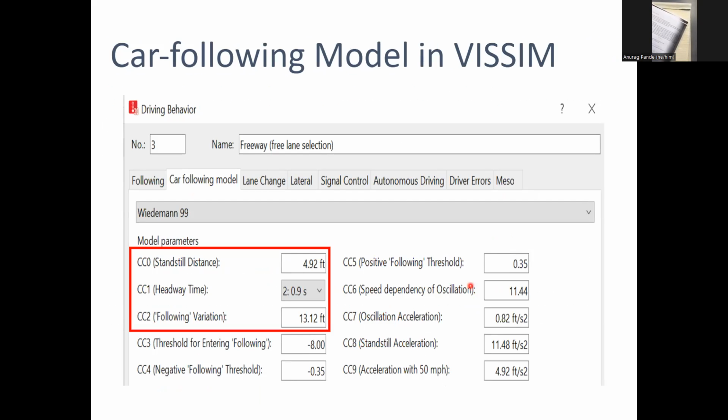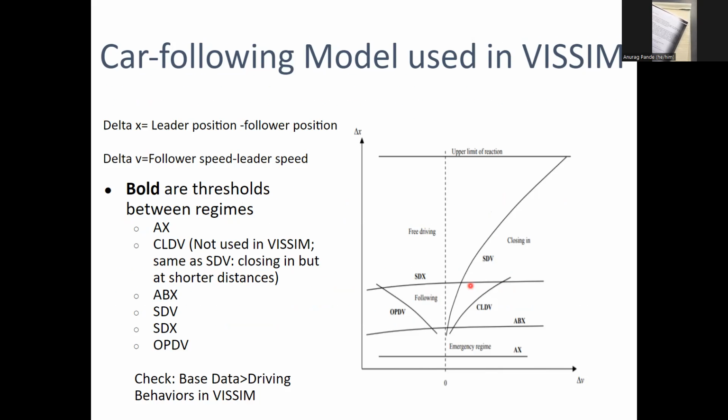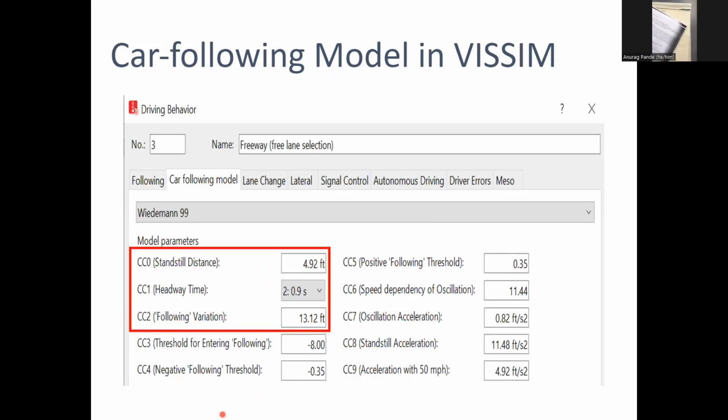So here are some things. If you look at the base data and driving behaviors in VISSIM, you'll be able to locate these things in the model. CC0 and CC1 and CC2 and all of those things. Okay, so you can see the standstill acceleration. That was another parameter that we had to adjust when we were doing that intersection modeling, when our queues were not clearing as fast.